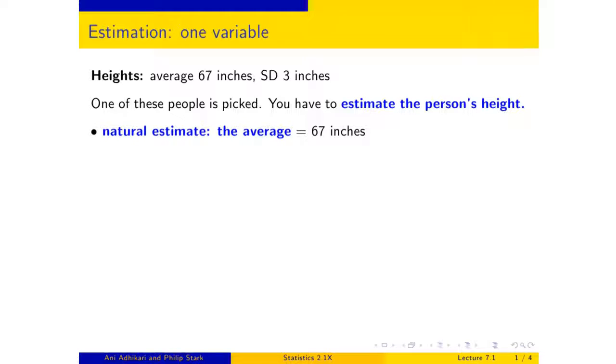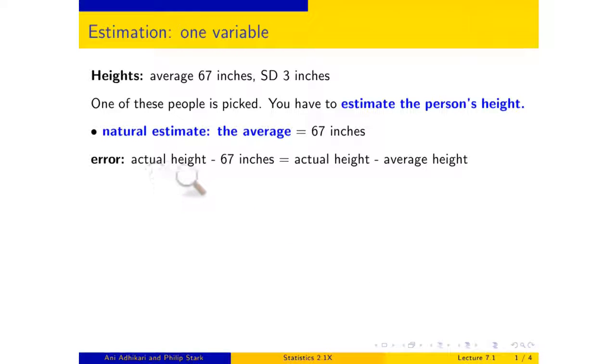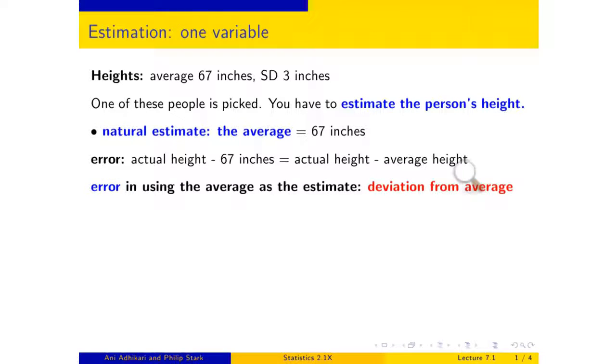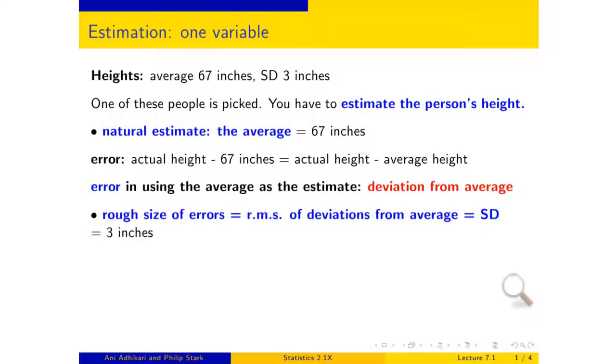So if you say that your guess is 67 inches, well, the person is going to have probably some other height, and you'll make an error. And your error is the person's actual height minus your guess, which, since you've guessed the average, is the actual height minus an average, value minus average, also known as our old friend deviation from average. And you know roughly how big those are. Why do you know roughly how big those are? Because you know the SD. The SD measures the rough size of the deviations from average.